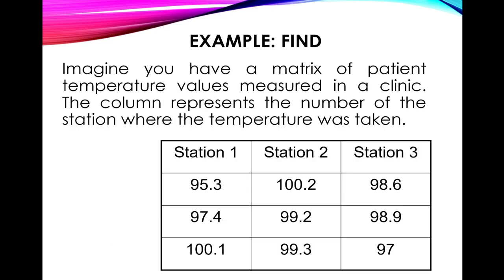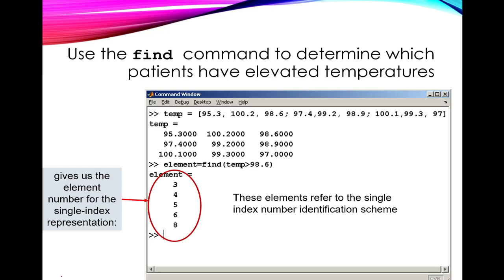So let's look at another example of find. This is temperature measurements of patients measured in a clinic. It has these 3 different stations, and these are all the values of the temperature. Your task is to use the find command to determine which patients have elevated temperature. Elevated means that the temperature is greater than 98.6 Fahrenheit.